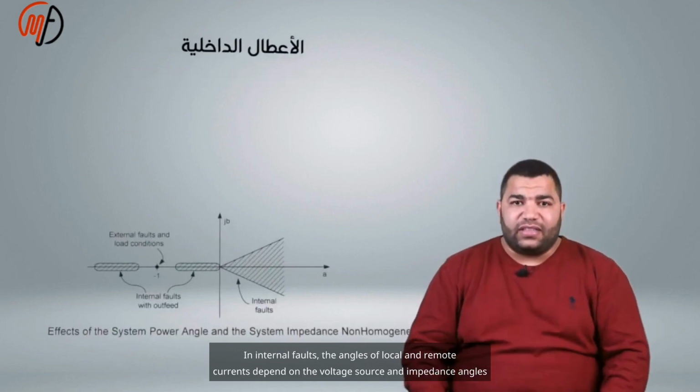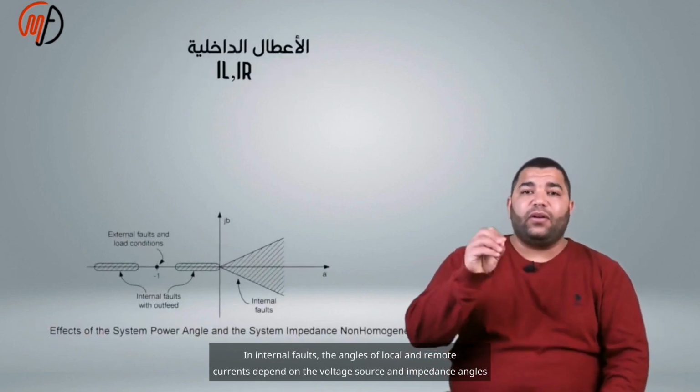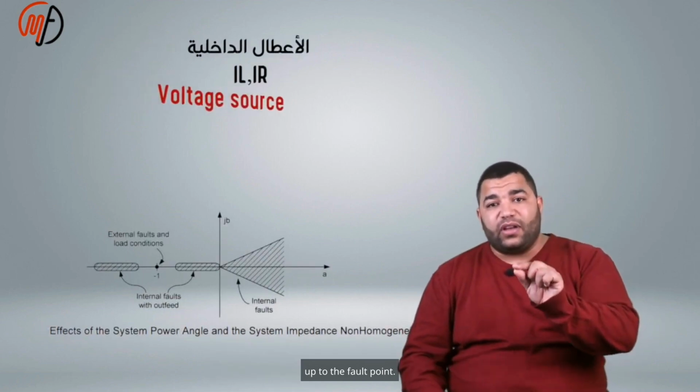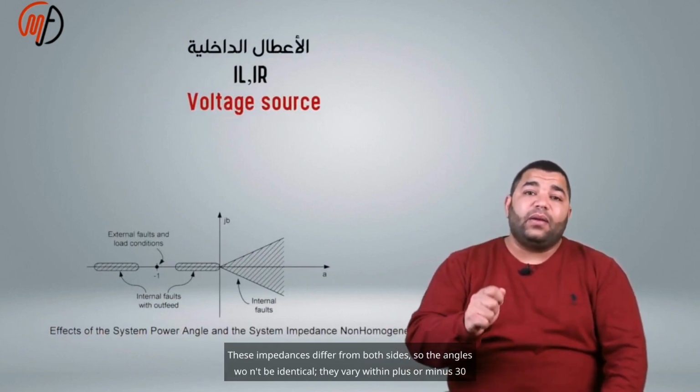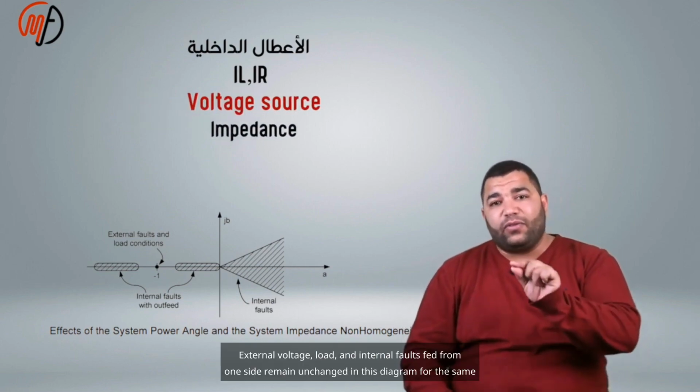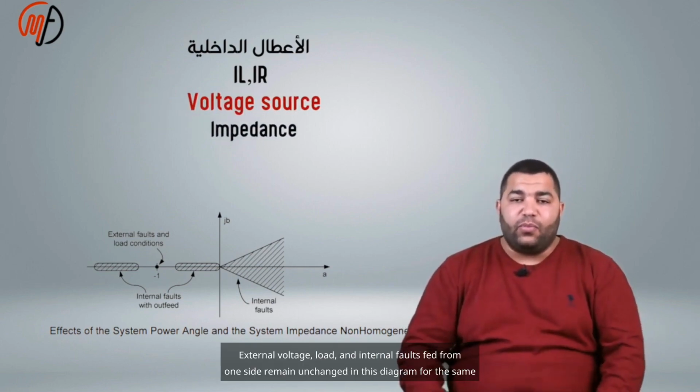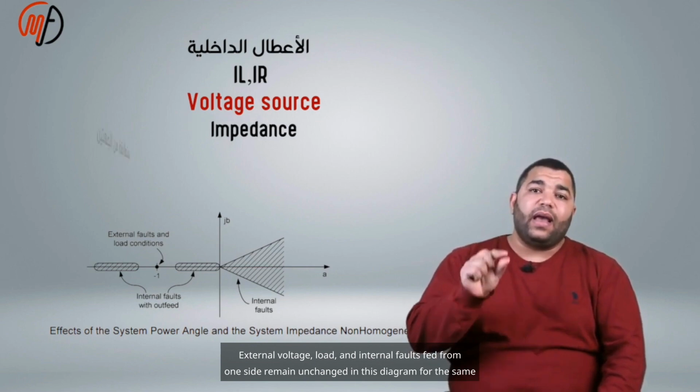In internal faults, the angles of local and remote currents depend on the voltage source and impedance angles up to the fault point. These impedances differ from both sides, so the angles won't be identical. They vary within plus or minus 30 degrees. External faults, load, and internal faults fed from one side remain unchanged in this diagram for the same reason.